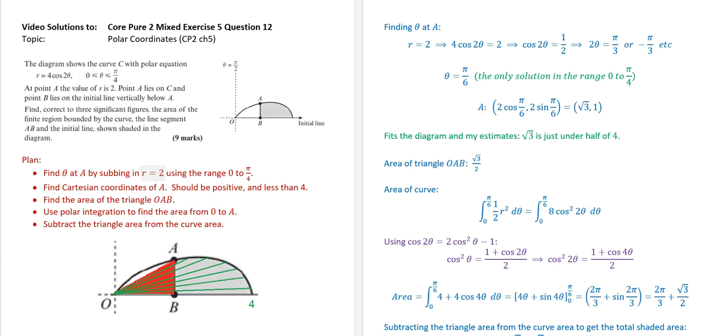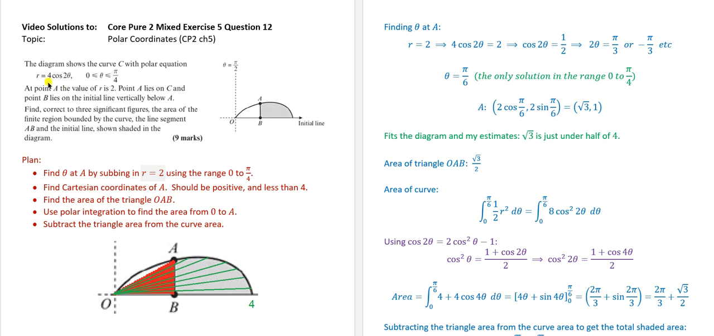CP2 MixEx5 Question 12. This question involves polar coordinates, which should be pretty obvious from the diagram and the fact that it says we have a polar curve, r equals 4 cos 2 theta. You don't necessarily need to recognize that 4 cos 2 theta is going to give us a nice curvy petaled shape in this particular case. All we care about is this first little bit of the curve. But it's worth thinking about when we touch each part of this curve.